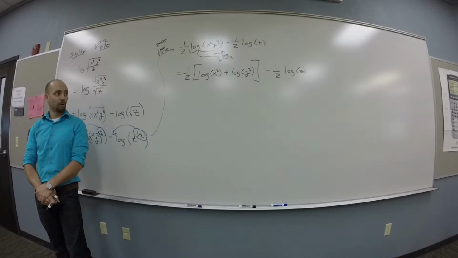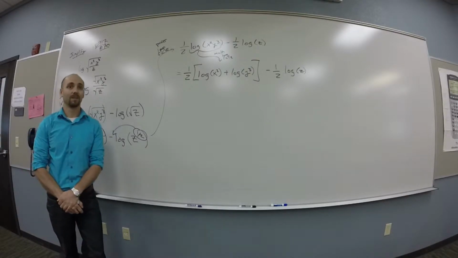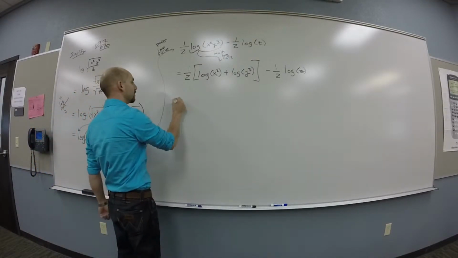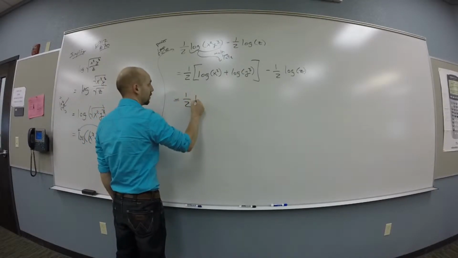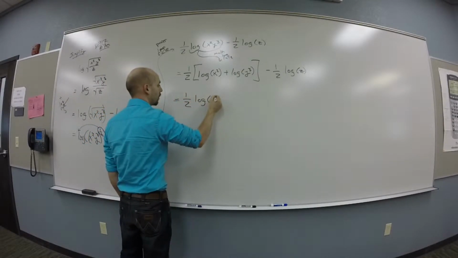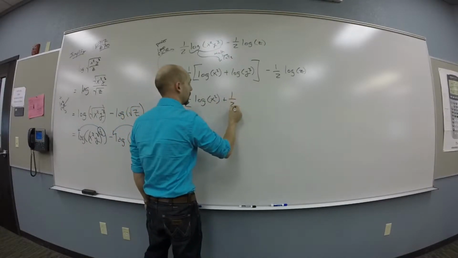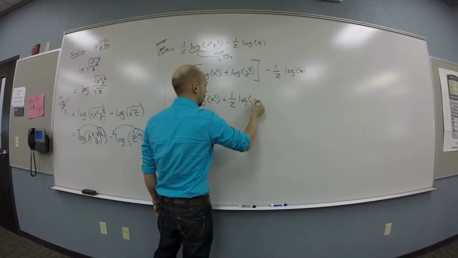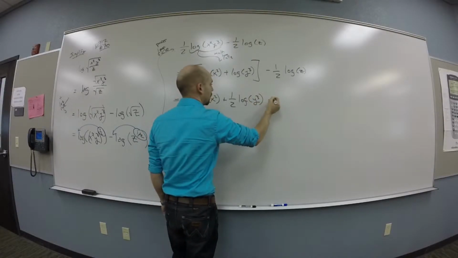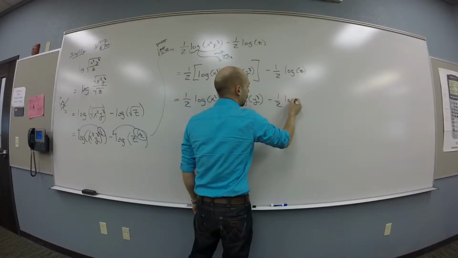Now, what do those parentheses indicate I should do? Multiply both logs by the 1/2. Yeah, I need to distribute my 1/2 through. So I've got 1/2 log of x squared plus 1/2 log of y cubed minus my 1/2 log of z.